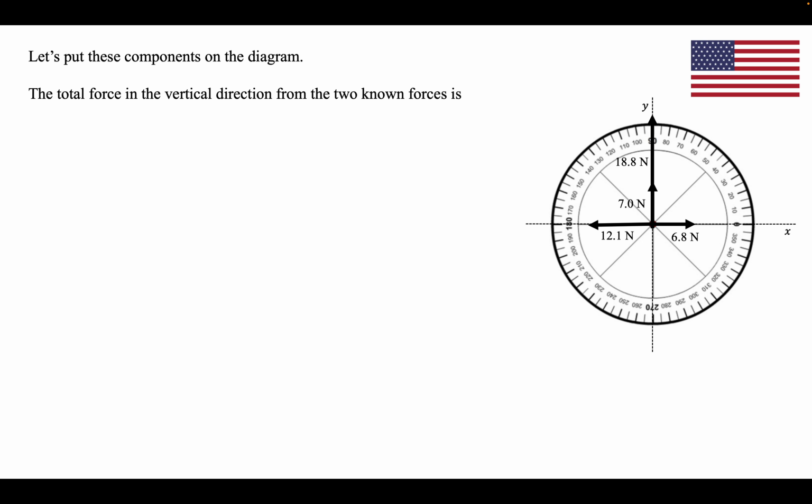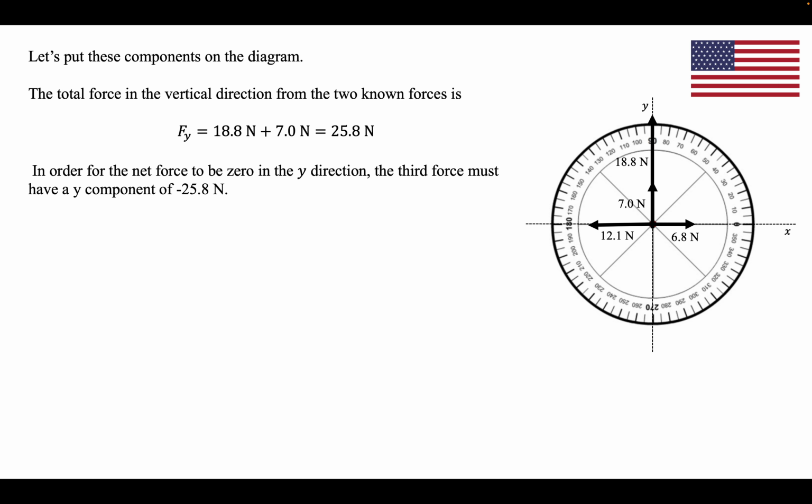The total vertical force from the two known forces, they're in the same direction, we add them, is 25.8. In order for the net force to be zero in the y direction, the third force must have a y component of 25.8 newtons downward. So let's put that in the diagram. There it is.